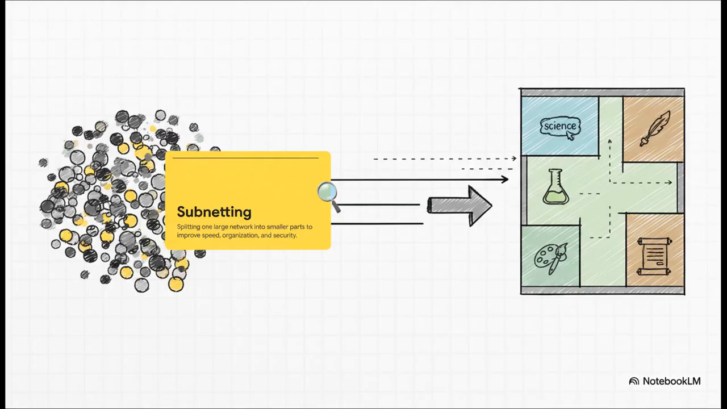You know, as networks get bigger, they can get really chaotic and slow. And that's where something called subnetting comes in. Just imagine a huge school with one giant noisy hallway for everyone. It would be a mess. Subnetting is like building walls to create separate departments. You've got the science wing, the arts wing, and so on. It divides a big network into smaller, more organized sections. And this makes everything faster, more secure, and just way easier to manage.